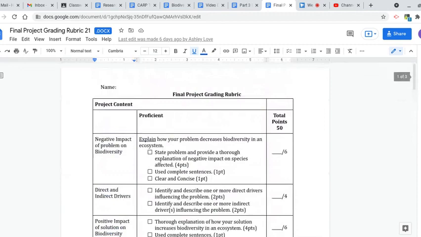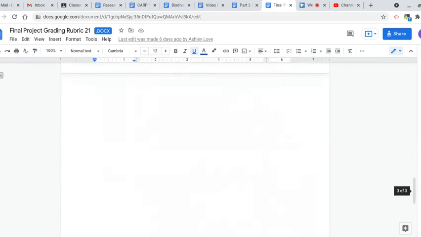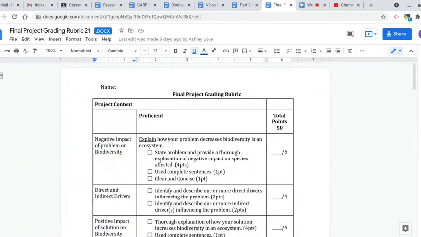So that is your final project rubric. This is how you will be graded. This is worth 50 points, so it's the same amount as a test. It's going in your test category as well.